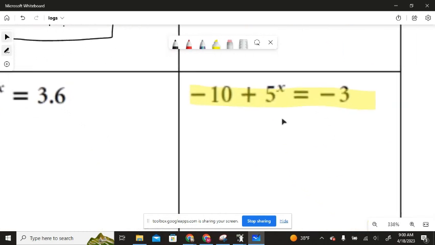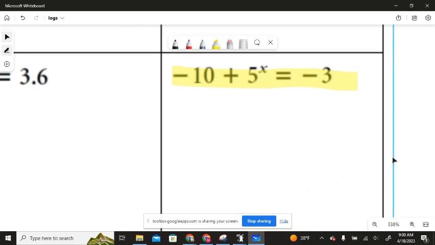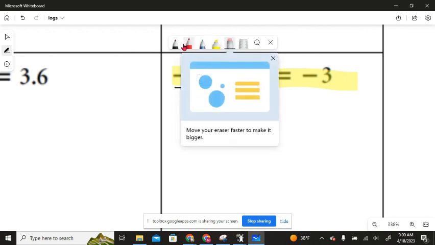All right, what if you got some jazz going on with an equation? With this, we got to get first our base and our exponent by itself on one side of the equation and everything else to the other side. So we got negative 10 here. We got to move this to the other side. So opposite of a negative 10 is a positive 10.